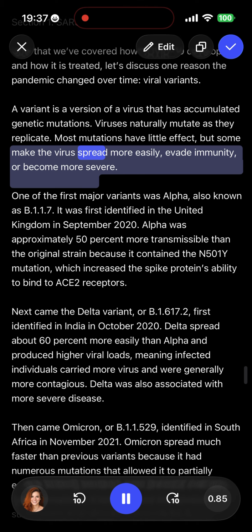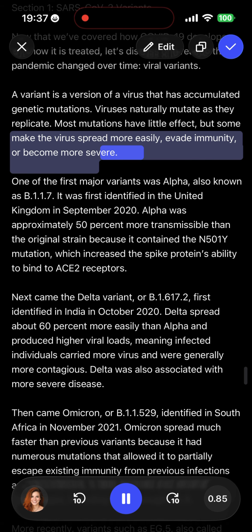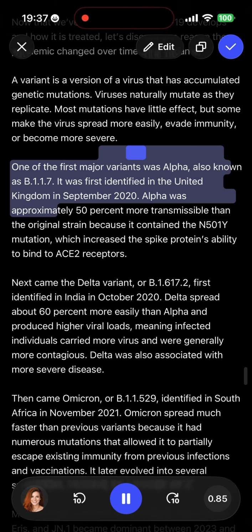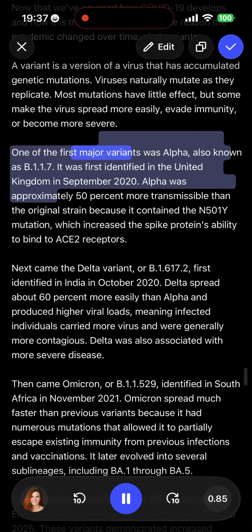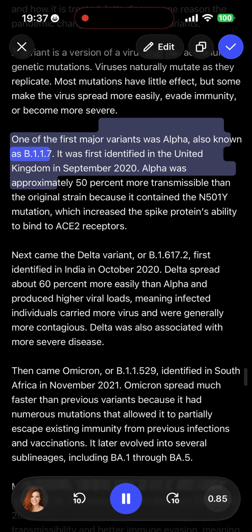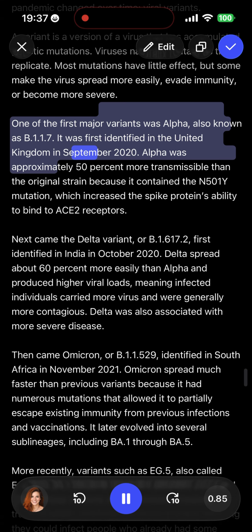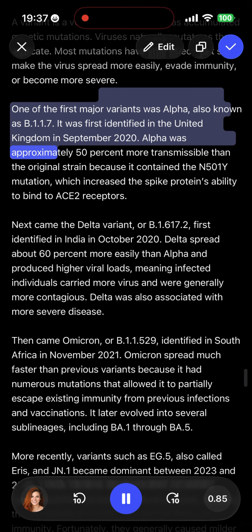One of the first major variants was Alpha, also known as B. It was first identified in the United Kingdom in September 2020. Alpha was approximately 50% more transmissible than the original strain because it contained the N501Y mutation, which increased the spike protein's ability to bind to ACE2 receptors.